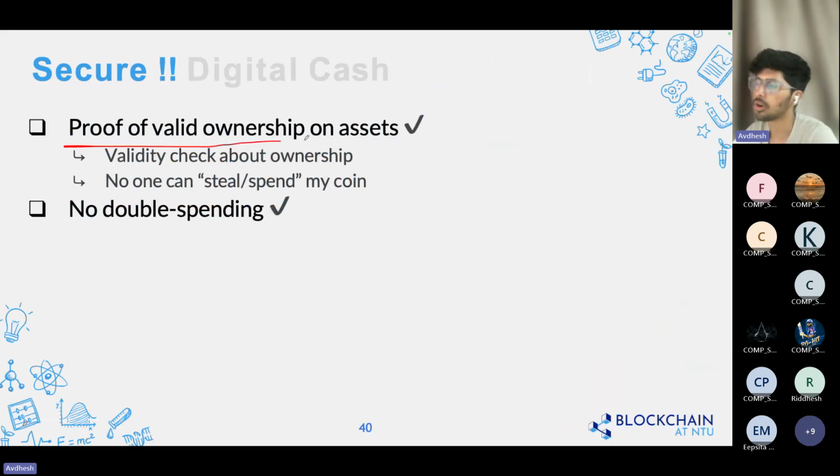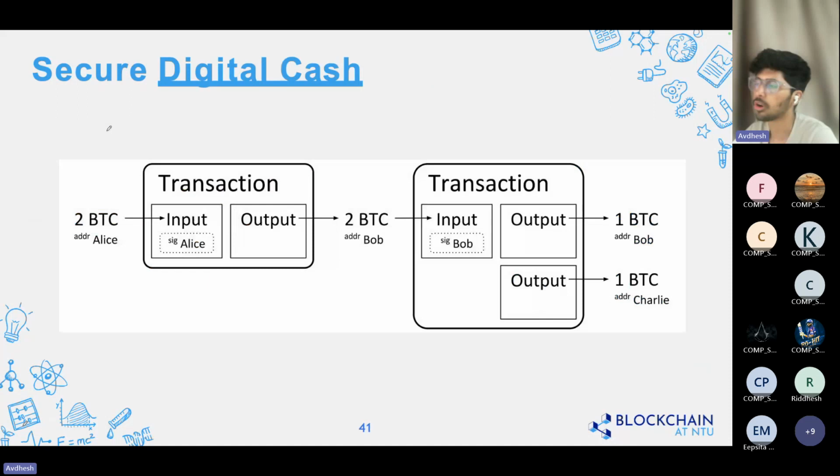We have done this too. Now the thing with secure digital cash is something like this. So we have Alice's public address, and this is a transaction. This is the data that we were referring to. This is the data of another block. So I'll just name it D1 and D2.